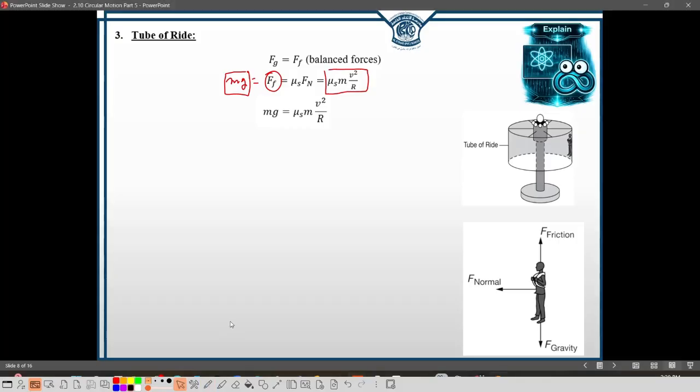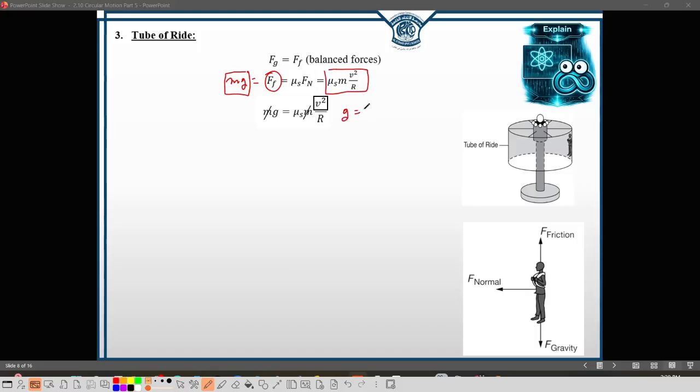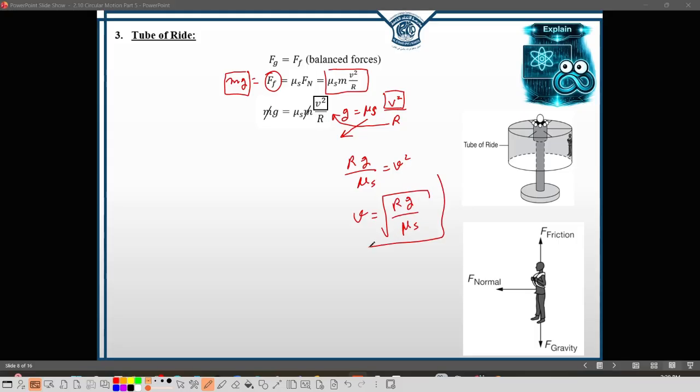Now we can cancel m with m, and g is equal to mu s v squared over r. So g is equal to mu s, that's the coefficient of static friction, multiplied by v squared over r. Since we are looking for v squared, we just move the mu s to the other hand side and the r up. So rg over mu s equals v squared, which means v is equal to the square root of rg over mu s.